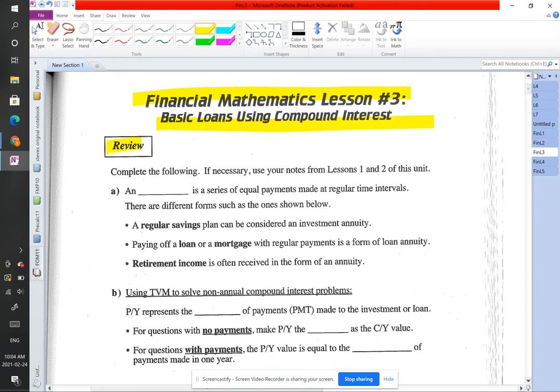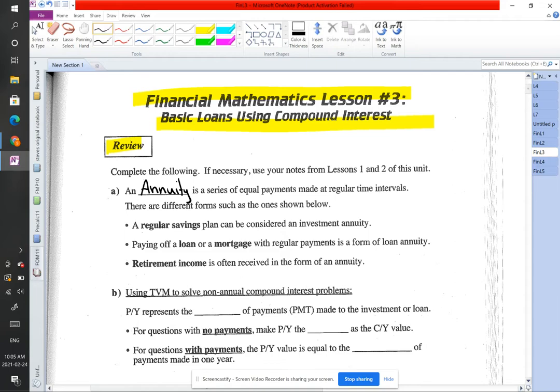So just a quick review. Yesterday, the last lesson, I don't know if it was yesterday, we looked at an annuity, which is a series of equal payments made at regular time intervals, and there are different forms such as the ones shown below. So we have a regular savings plan where you're putting money into your savings account at regular intervals, paying off a loan or a mortgage with regular payments is a form of loan annuity, and retirement income is often received in the form of an annuity.